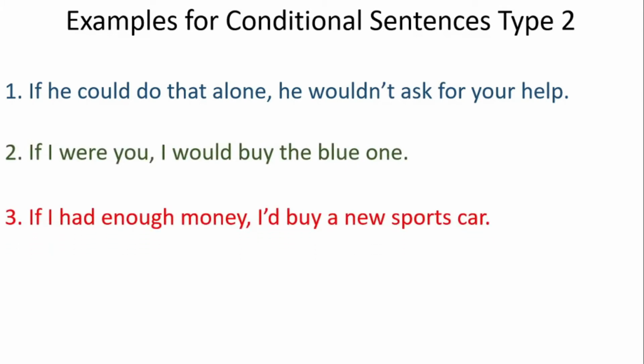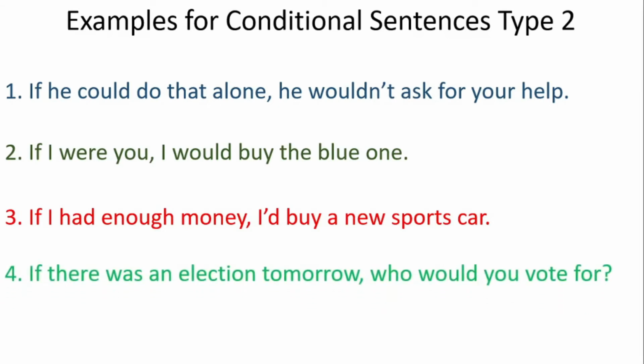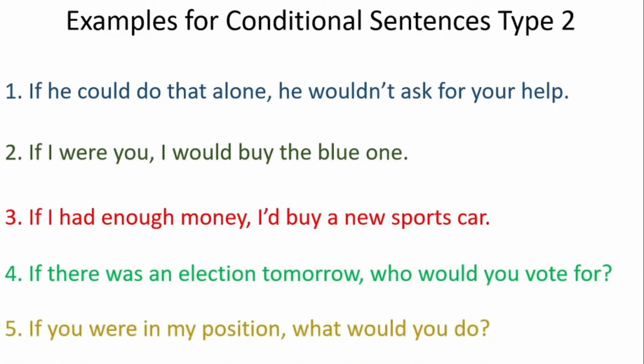Third example. If I had enough money, I would buy a new sports car. Next example. If there was an election tomorrow, who would you vote for? Last example. If you were in my position, what would you do? That's all for conditional sentences type 2.